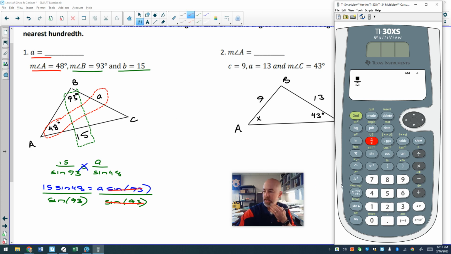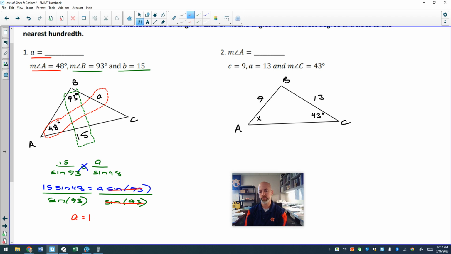So what I'm going to do is I'm going to punch it in exactly like this. It's 15 times the sine of 48. The multiplication dot symbol is not necessary, but it makes me feel better. I'm going to arrow down to my denominator, punch in the sine of 93, and I will hit enter and double check that you're in degree mode, which I am. You always want to make sure you're in degree mode. Hit enter, and I'm getting 11.16 for my A. A equals 11.16.